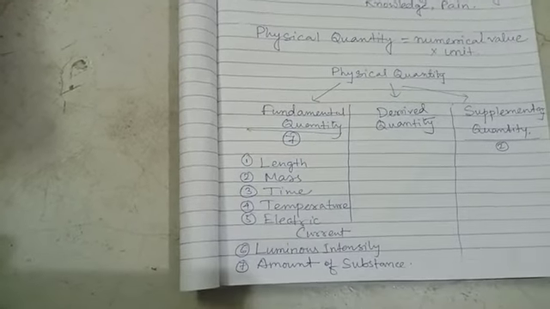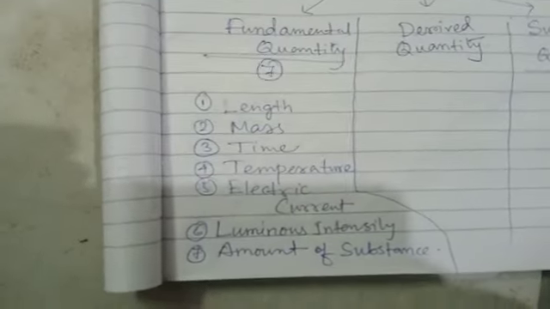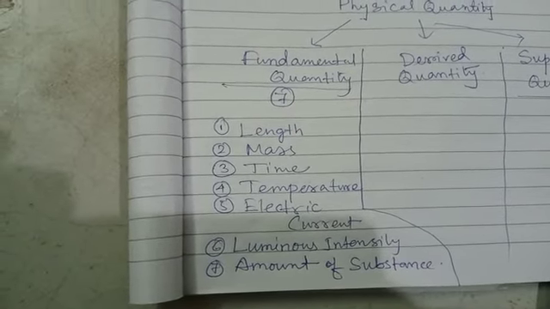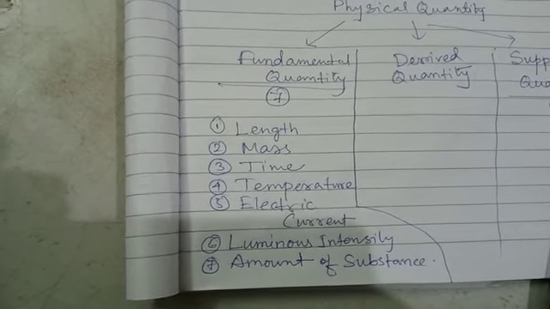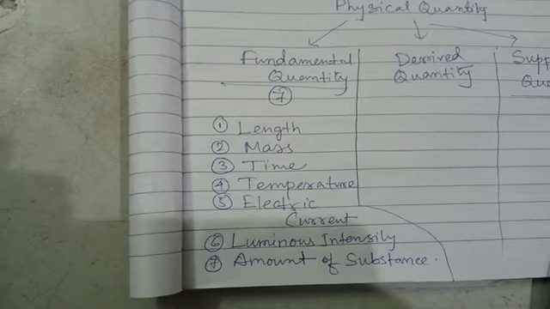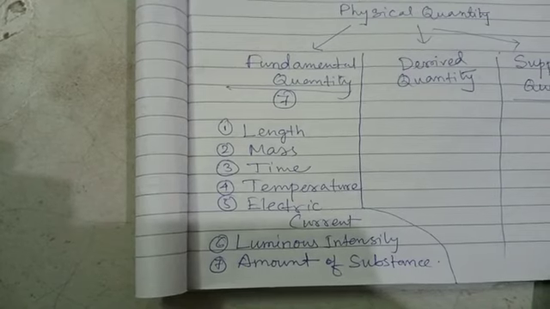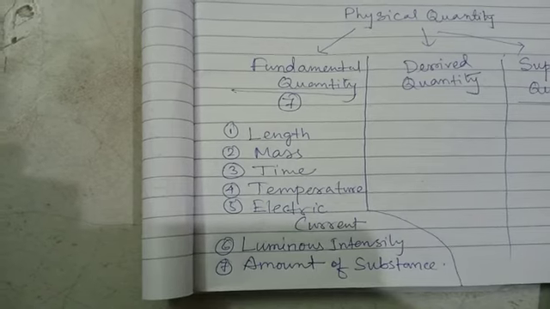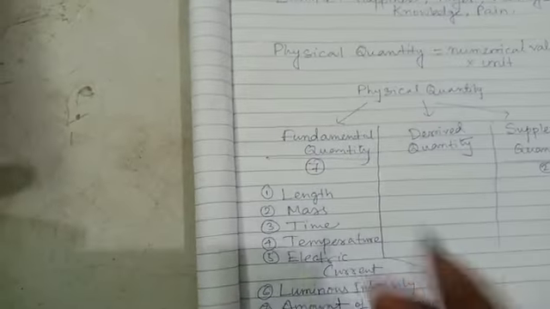Now if I talk about the units of these 7 fundamental quantities, the SI unit of length is meter, SI unit of mass is kilogram, SI unit of time is second, SI unit of temperature is Kelvin, SI unit of electric current is ampere, SI unit of luminous intensity is candela, and SI unit of amount of substance is mole. We can write it. Okay.